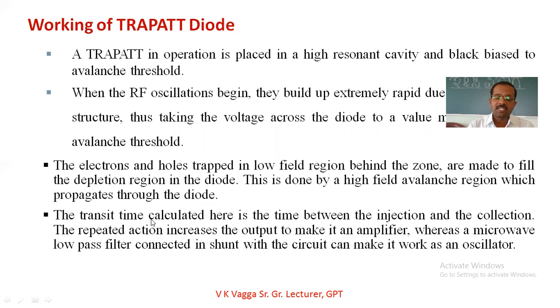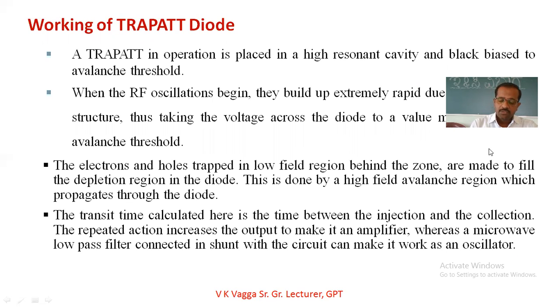And the transit time calculated here is the time between the injection and the collection. At what time it is injected and at what time the output is taken, if you take the difference of that, it gives you the transit time. And if this repeated action increases, it acts as an amplifier. And along with this diode, if you use the low pass filter connected exactly parallel to it, it works as an oscillator here.